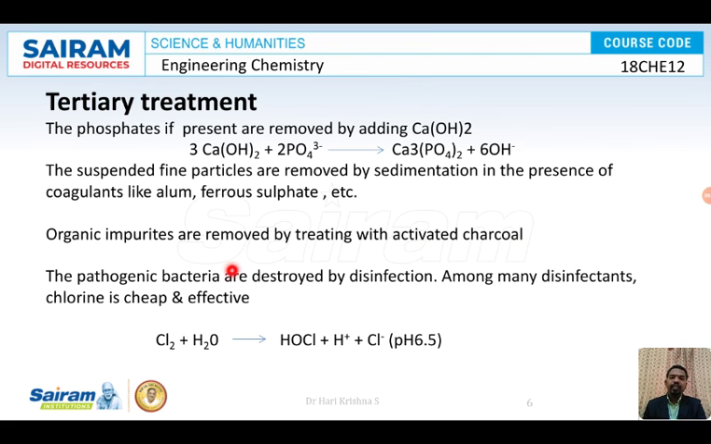The pathogenic bacteria, if present, are destroyed by a disinfectant. After doing all these things, the water still gives some foul smell and has a little yellowish color. For that, the water is treated with chlorine. Chlorine is cheap, effective, and a good disinfectant. When you treat the water with chlorine, the pH comes to 6.5, the foul smell goes off, and the water becomes colorless.